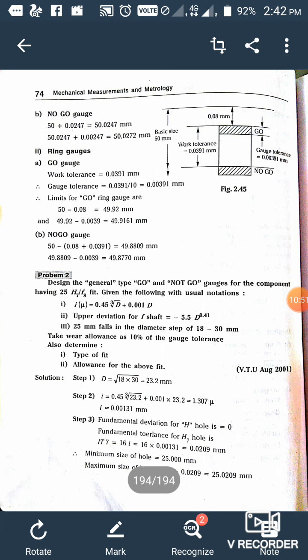So simply you have to consider 10% of the work tolerance, and if friction consideration is given in the problem, then one more thing you have to consider along with the gauge tolerance: for friction also, 10% of the gauge tolerance. But in this problem, friction is not considered, so this much is more than sufficient. Go through the next problem and solve it in your own way. And if you have any problems, you can contact me anytime. Okay, thank you.